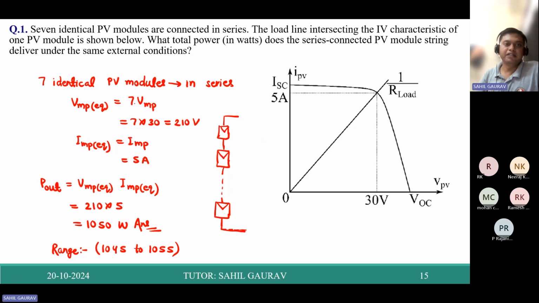So VMP equivalent will be n, the number of cells connected in series, into the maximum power voltage for each module. It is 30 volt, given. So this is VMP and this is IMP. IMP equivalent will be the same because these modules are connected in series. So it is 5 ampere. Therefore, the output power will be 210 volt into 5 ampere, so it will be 1050 watt.